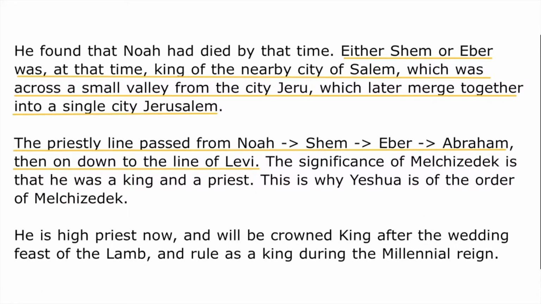So either Shem or Eber was at the time king of the nearby city of Salem, which was across a small valley from the city of Jebus, which later merged together into a single city, Jerusalem. The priestly line passed from Noah, Shem, Eber, and Abraham, then on down the line of Levi.